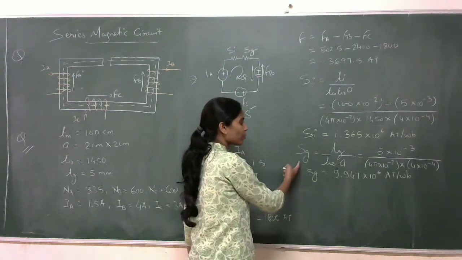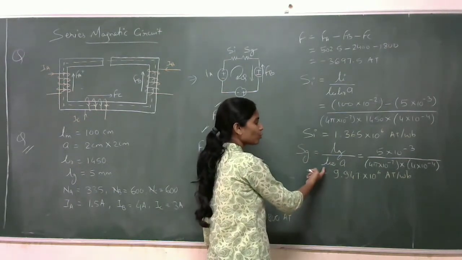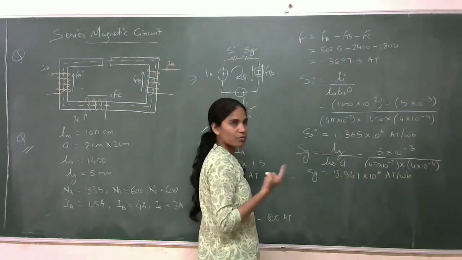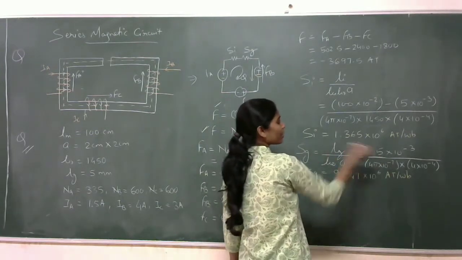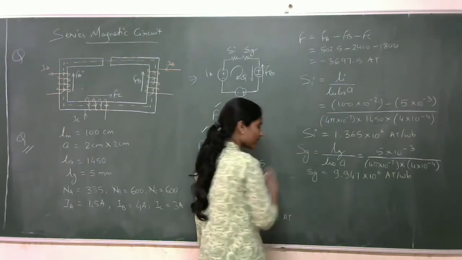Similarly, we can get the value of air gap reluctance, that is the length of air gap, given as 5 mm, divided by mu naught into mu r. Mu r is 1, because we are working on the air gap, into cross-sectional area, that is 4 into 10 to the power minus 4. So these are the values for iron reluctance and air gap reluctance.